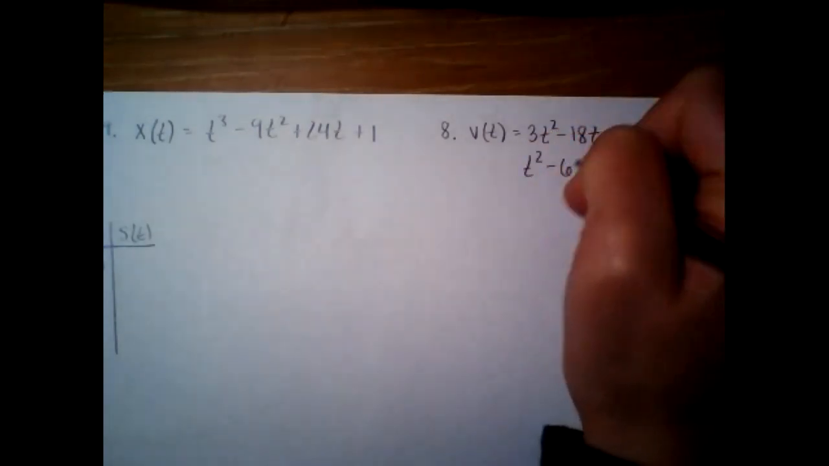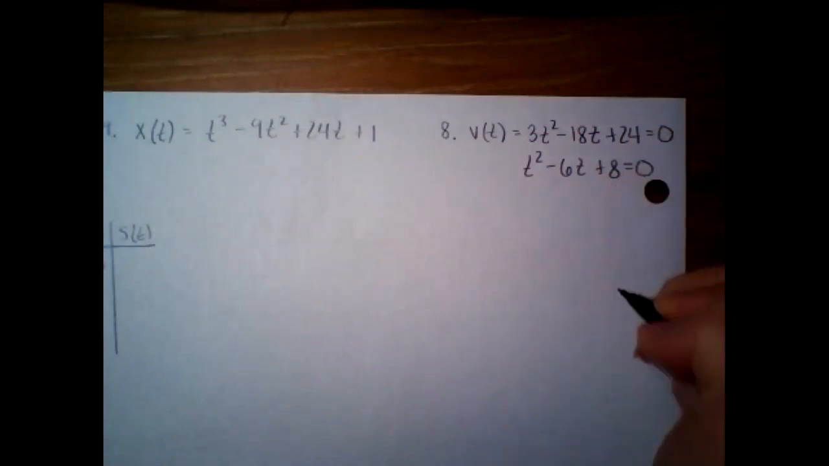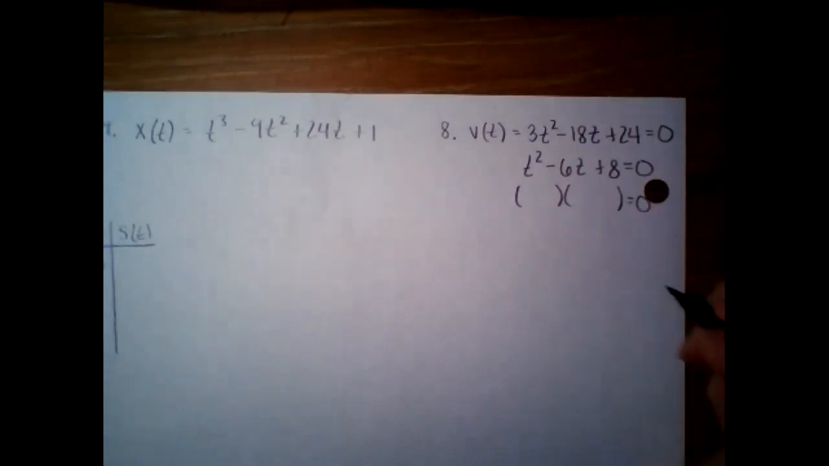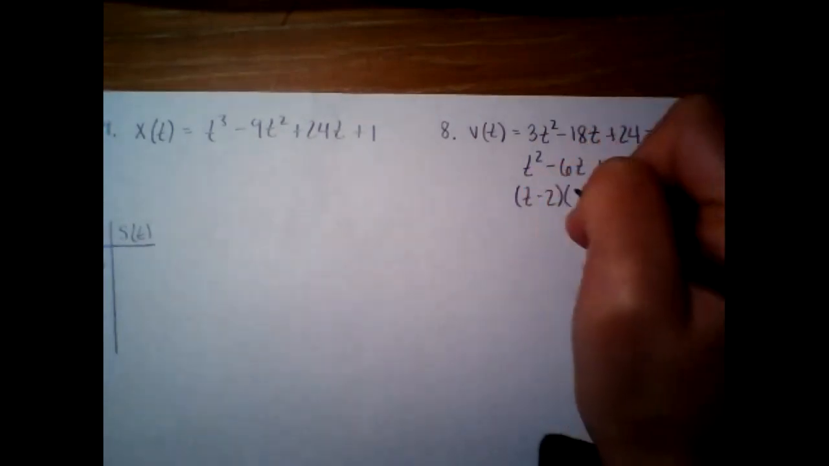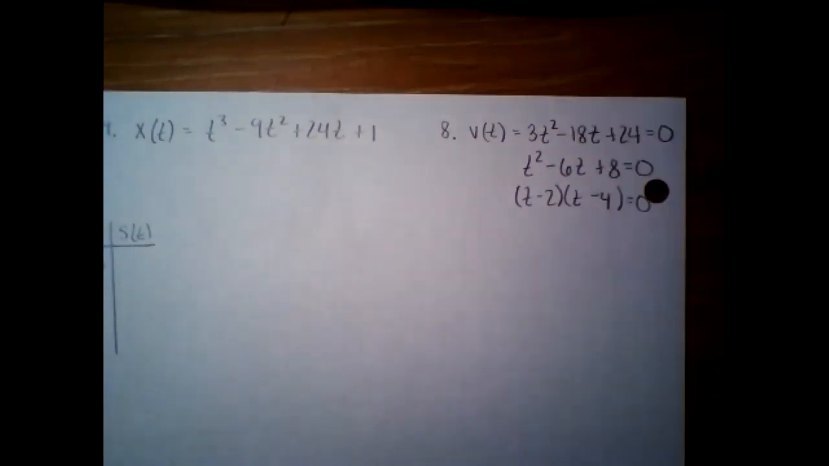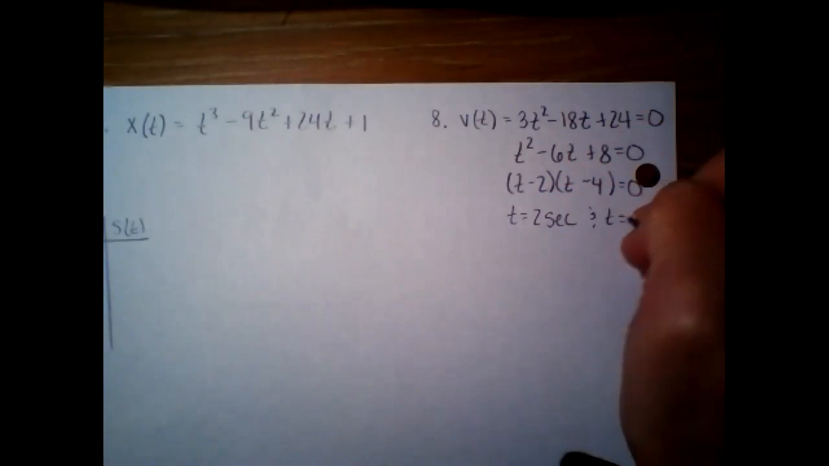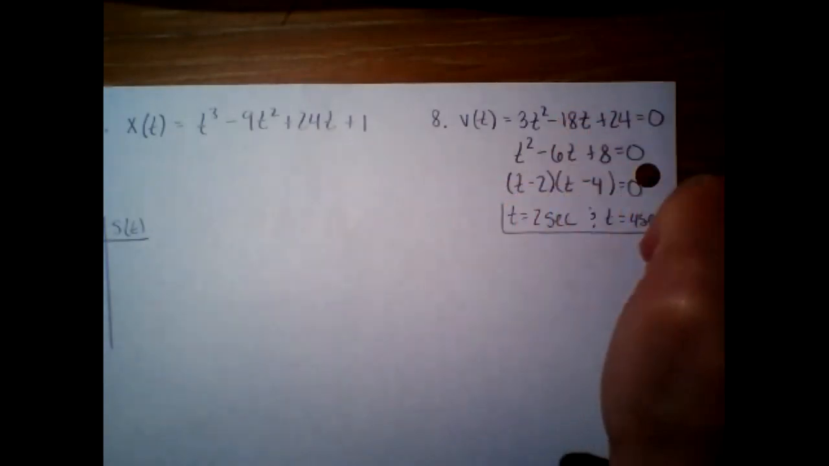And I'm going to go through and divide by 3. And then factor. That is going to split, I'm sorry, I have this hole in the paper here. That's going to split t minus 2, t minus 4. All right, and so that is going to give us time 2 seconds and time 4 seconds. So that was the answer for number 8.